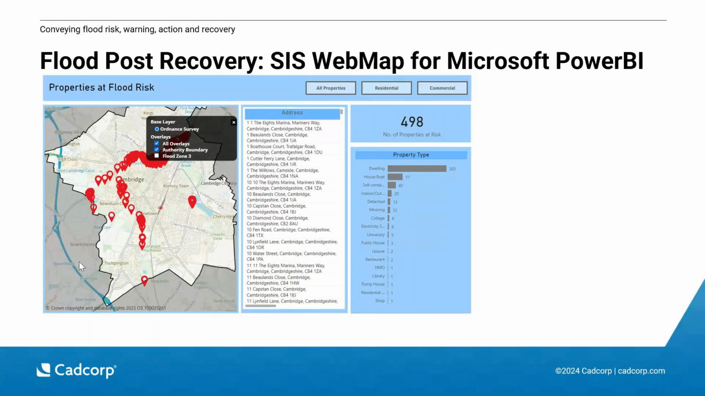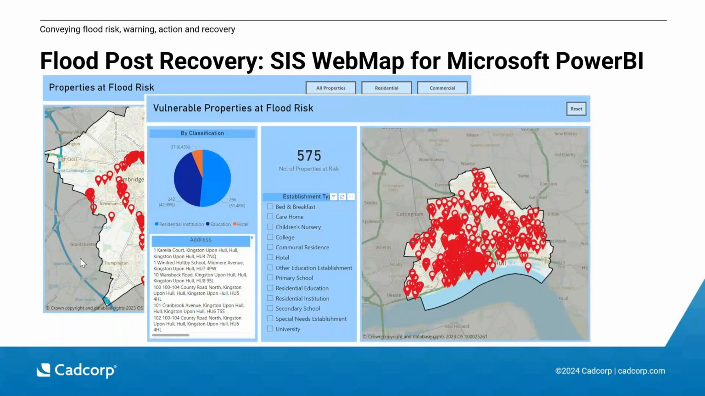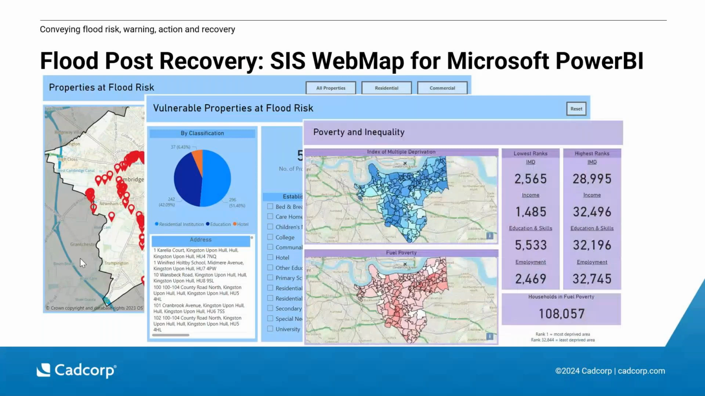We may want to start to look at commercial properties, perhaps care homes and children's nurseries where more vulnerable people might be, or focus on more vulnerable areas based on other statistics like poverty, for example. So we can start answering questions like, at these addresses, are these people suitable for providing further advice to, or perhaps funding, and other things as well.